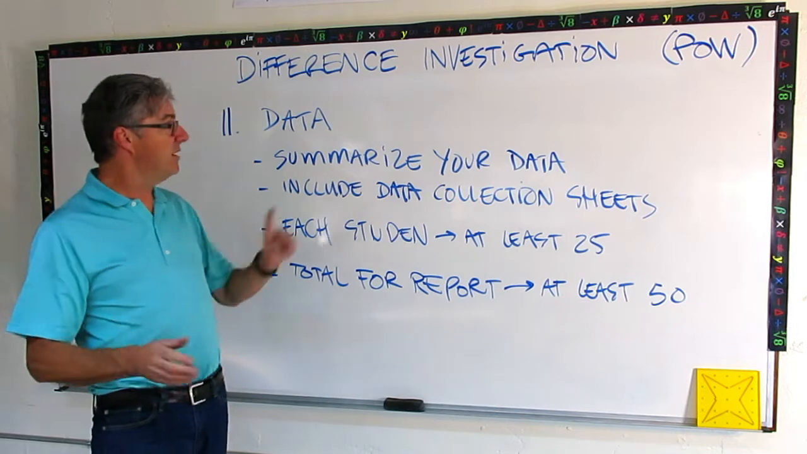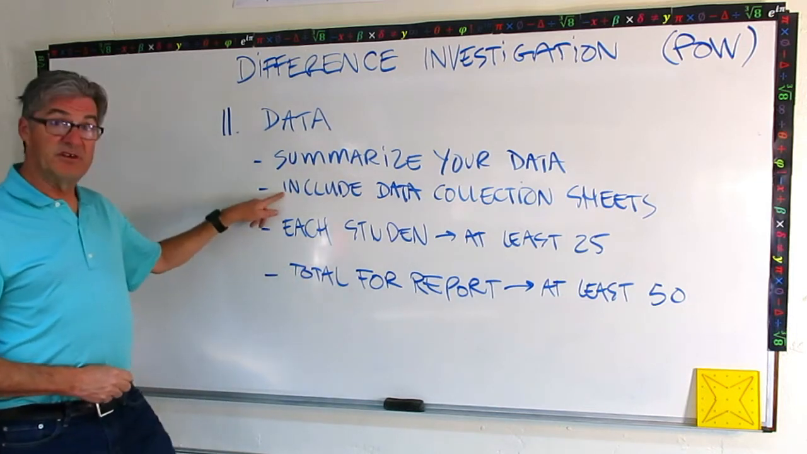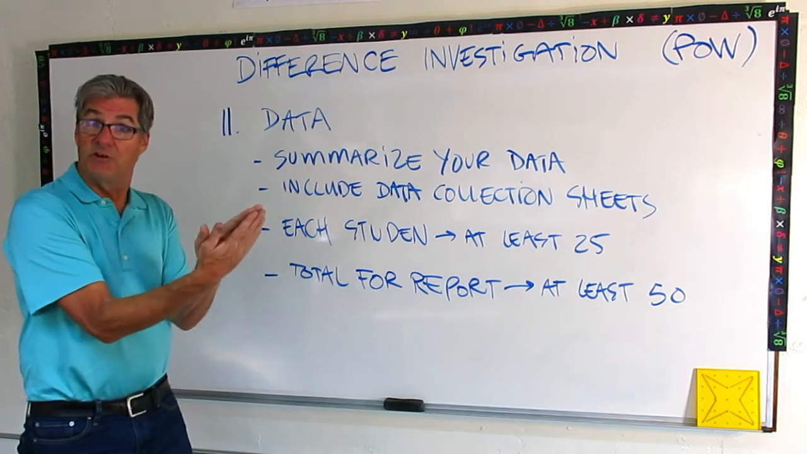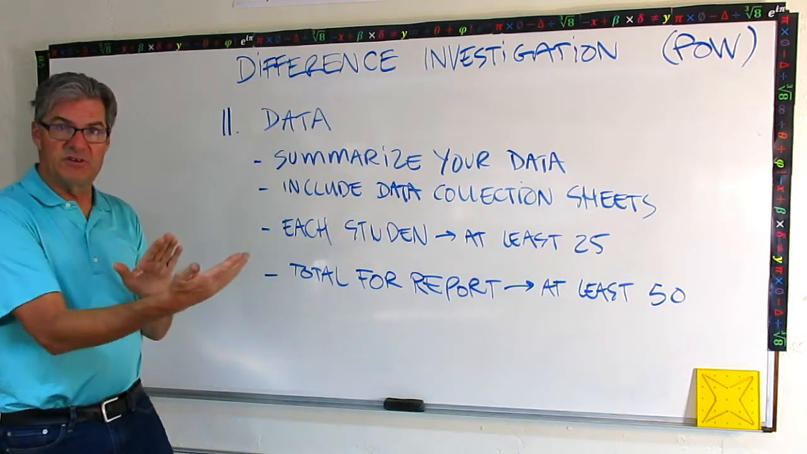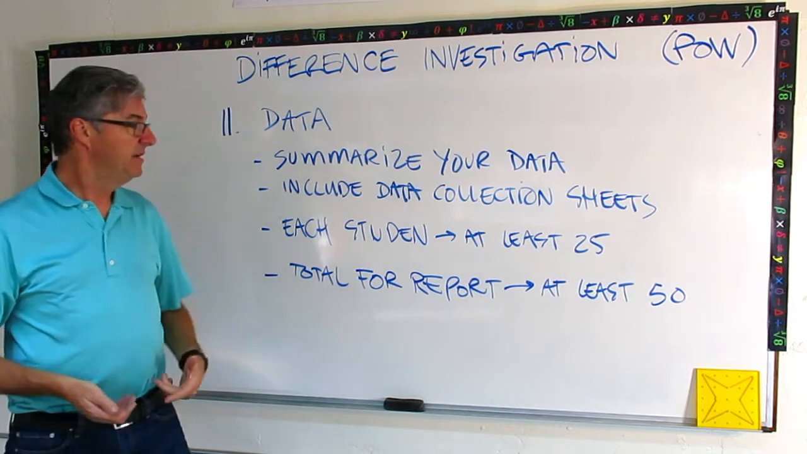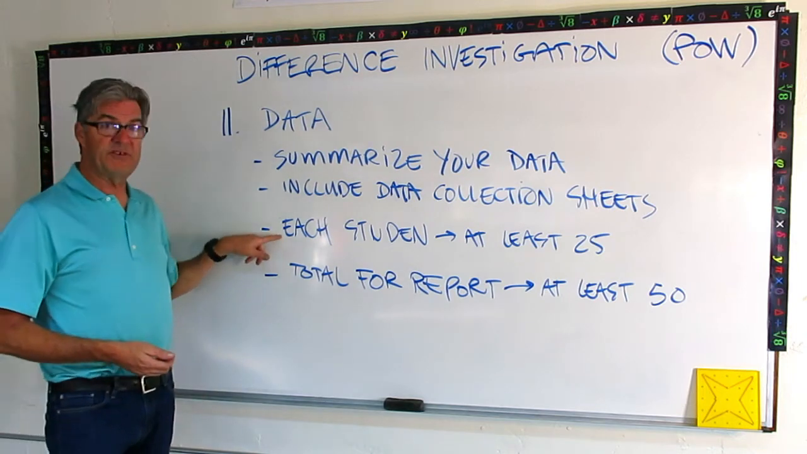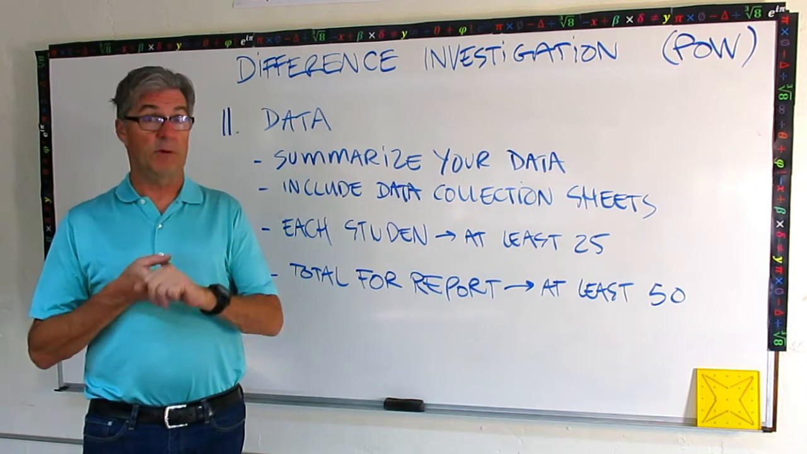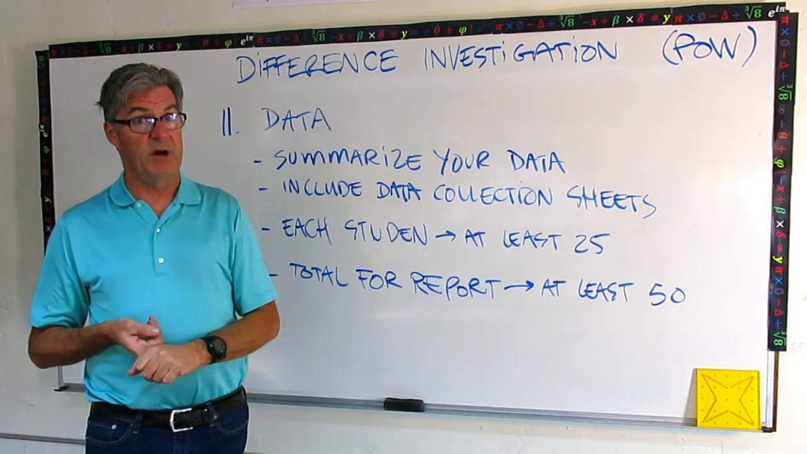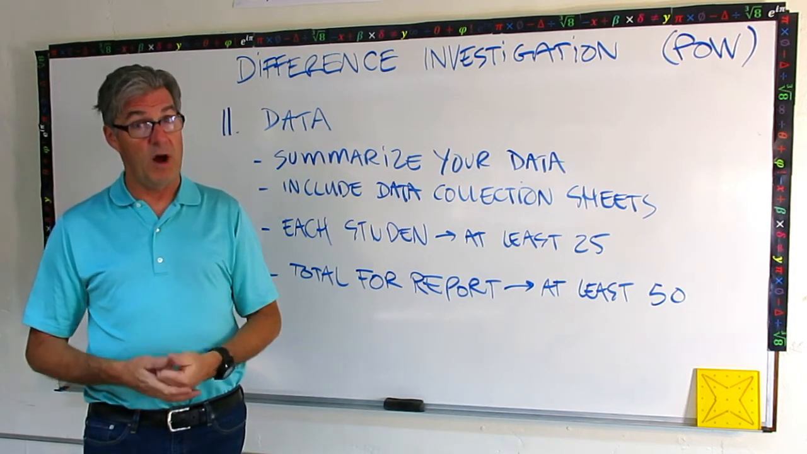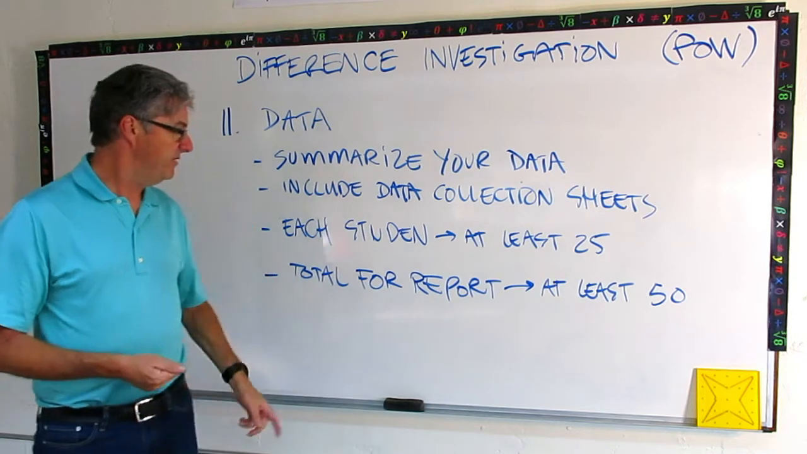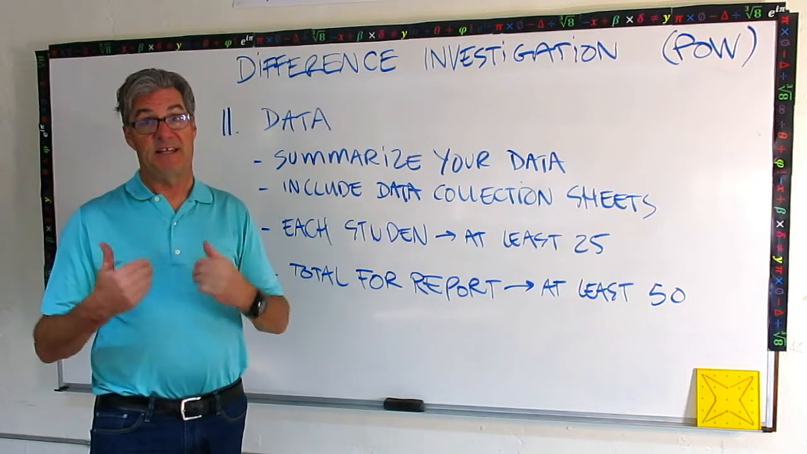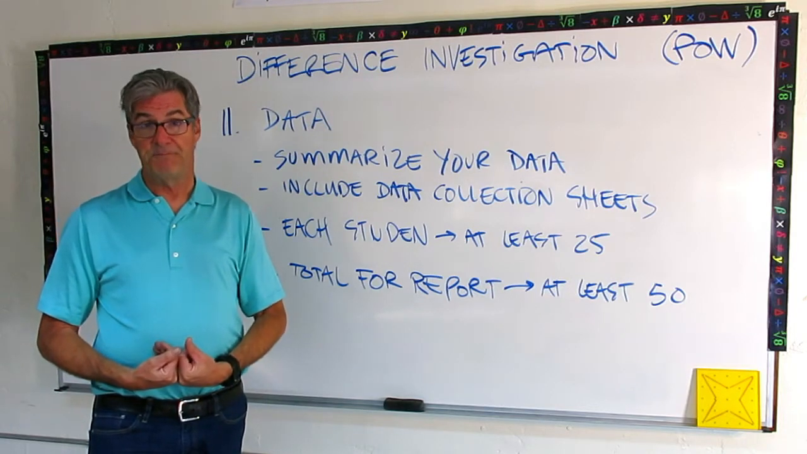Now, the second part of your data section are your data collection sheets. And you're going to staple those together and put them at the end of your report, okay? So stick those in the end, kind of like an appendix. And the requirements are that each student has collected at least 25 data points. So your report should have at least 25 data points. You can put all of them in there if you want, but it should have at least 25. And then the total for the entire report has to be at least 50 total, okay?